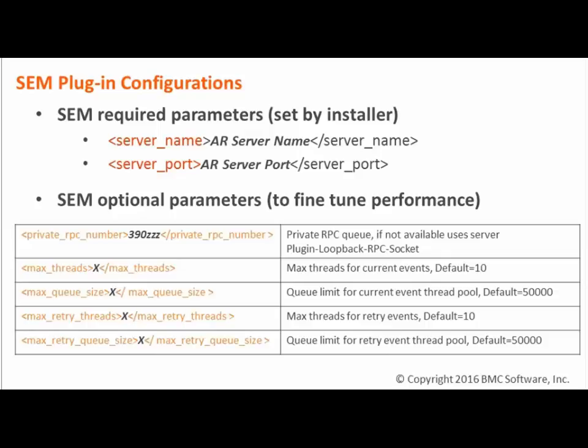And pre 1.5 we were unlimited. What we did notice is heap space going up, so we decided to put a cap on it. So the max queue size and max retry queue size for both thread pools, we default it to 50,000. Now you can reduce it or you can increase the number. It's up to how you want to fine tune the performance.